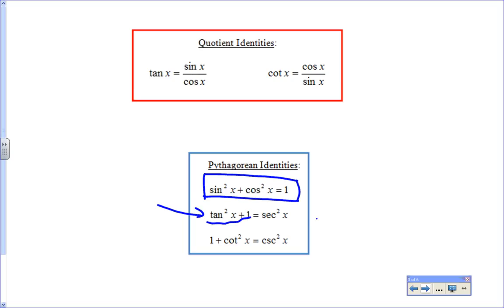Okay, find out that it can be replaced by secant squared. Or here, if you see maybe a cosecant squared and a 1 hanging around, maybe come back to these. All right? And one thing I think people fail to realize is that I can rewrite this.